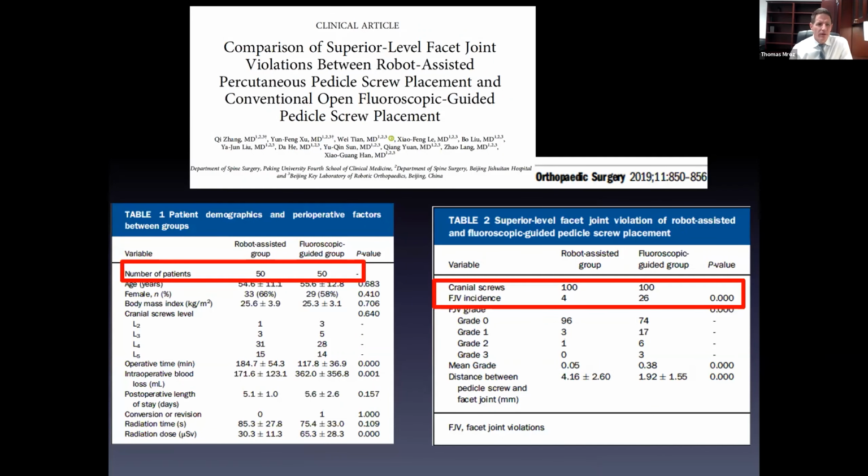This is another example looking at the comparison of rostral facet joint violations between robot-assisted percutaneous pedicle screw placement and conventional open fluoro-assisted. And again, looking at 50 patients in each group. What they found was that in the robot-assisted group, there was a substantially lower rate of facet joint violations compared to fluoro-assisted. And so I guess what these papers show is that, number one, these things are occurring. It seems to occur more commonly with fluoro-assisted percutaneously placed pedicle screws, but it is a common occurrence.